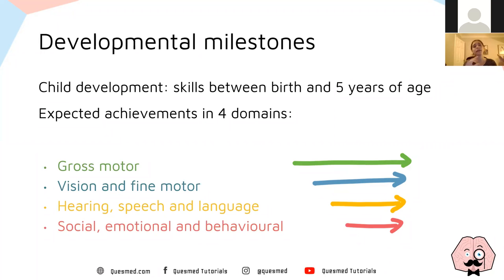And the reason why they are grouped together as well, vision and fine motor, hearing, speech and language, is because they are very intimately related. So in order to develop fine motor, you need good vision, as you'll see later on, and in order to talk, you need to be able to first hear. It makes sense once you think about it, but that's really why they're grouped into these four main domains.